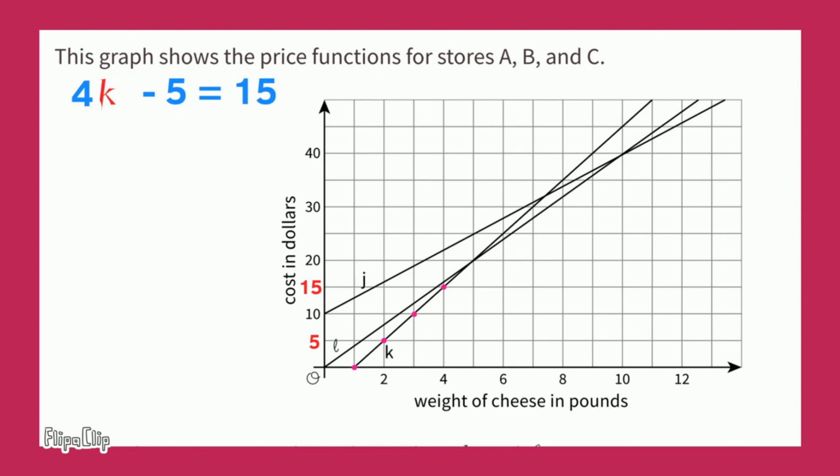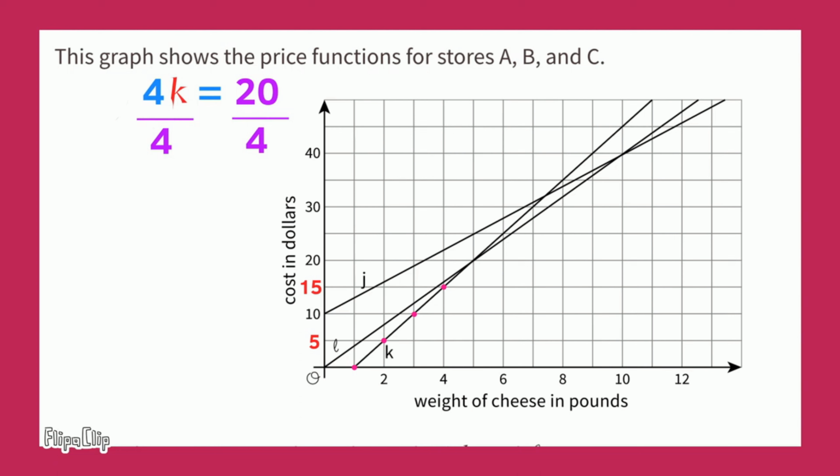So when I add 5 to negative 5, it cancels it out. 4K minus 5 plus 5 equals 15 plus 5. 4K minus 5 plus 5 is 4K, and 15 plus 5 is 20. So now it reads 4K equals 20. Now it's a one-step equation. All we have to do now is get the K by itself. I need to divide both sides by 4. 4K divided by 4 and 20 divided by 4.